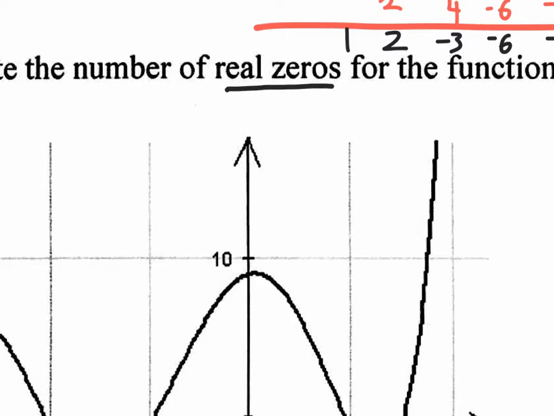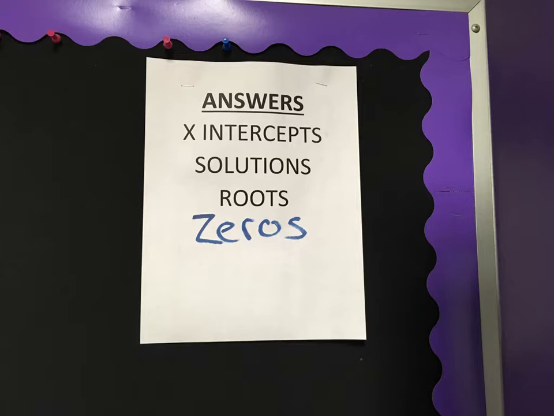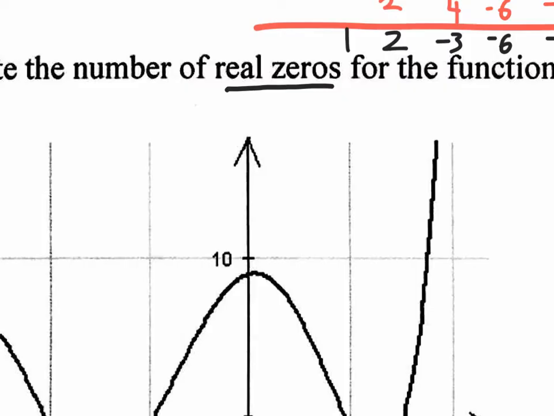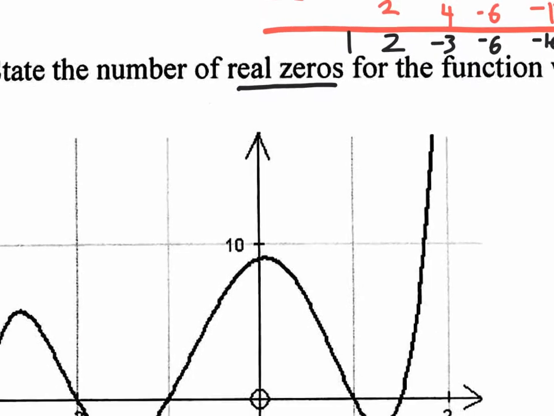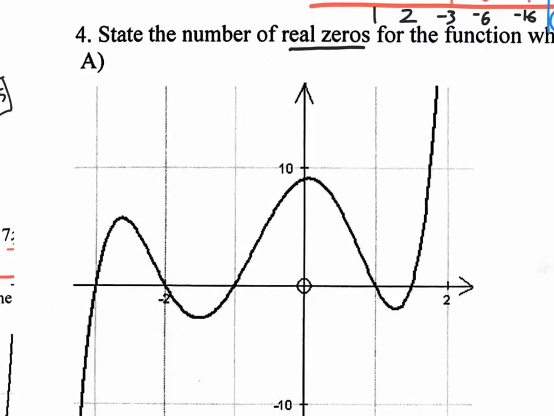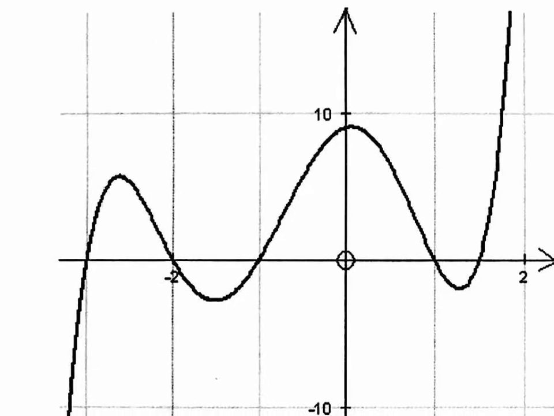Where it touches the x-axis, right? If you guys remember, up on the word wall, it says answers. What are answers? They're the x-intercepts, they're the solutions, the roots, the zeros. These are all words that mean answers, right? So, when we say real zeros, we're talking about answers, x-intercepts. So, where does this line cross the x-axis?